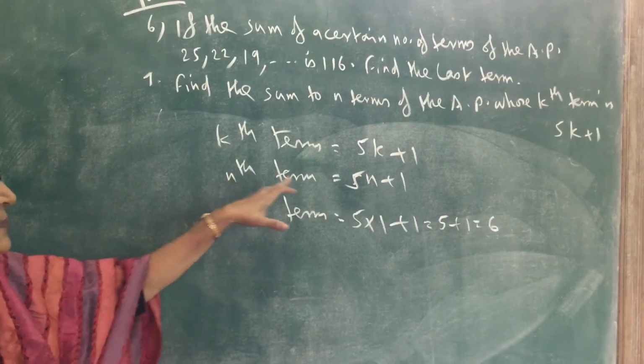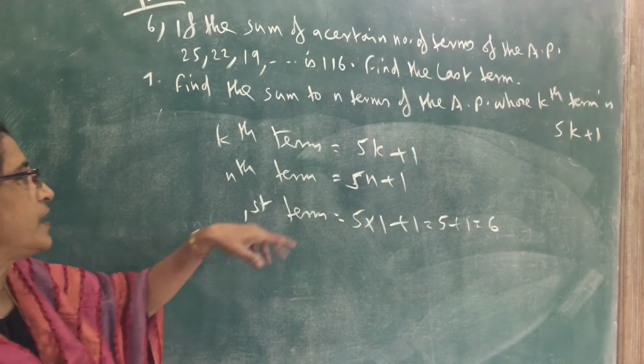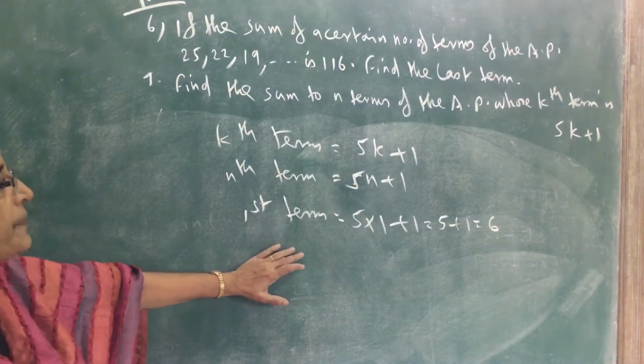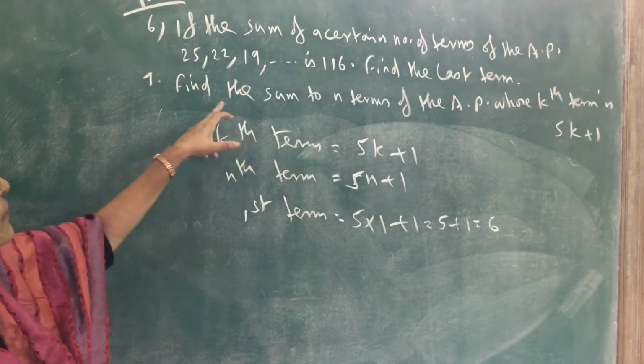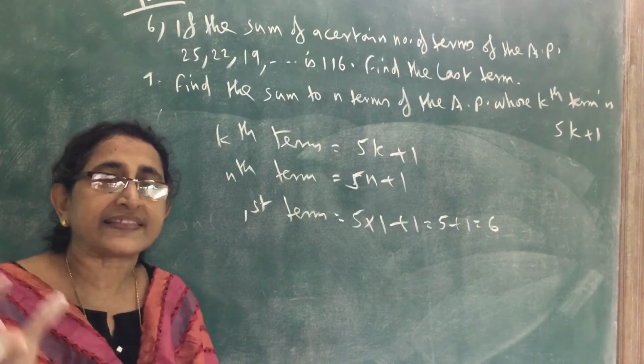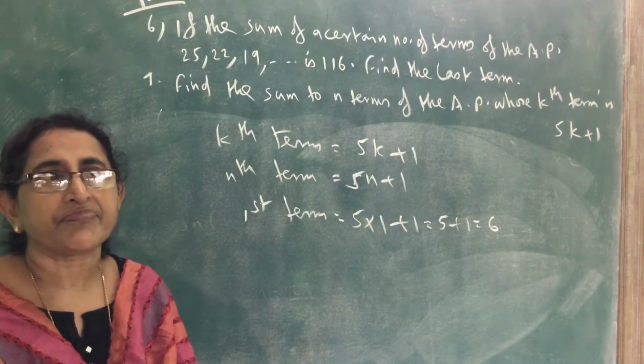So the nth term is 5n plus 1. Therefore, the first term, put n equal to 1: 5 into 1, 5 plus 1, 6. So we got the first term. We want to find the sum to n terms. Find the sum to n terms means in that sum there will be n. The value of n is not given, n will be there.